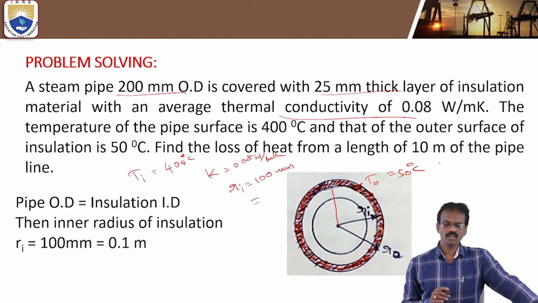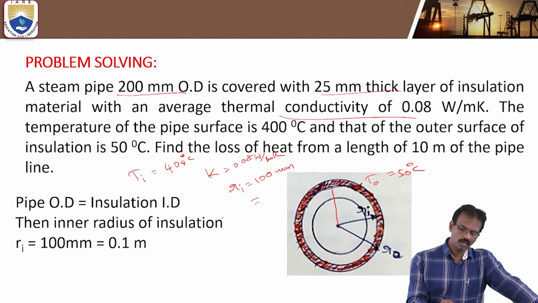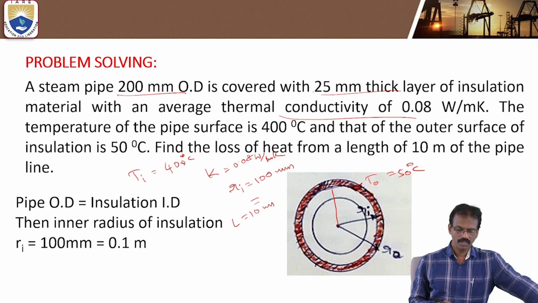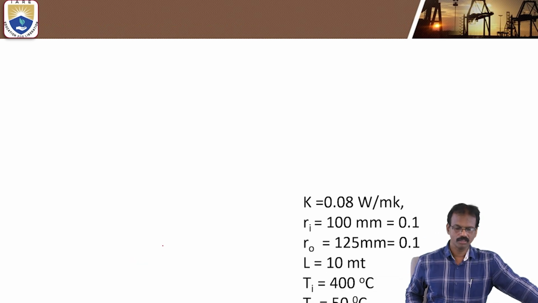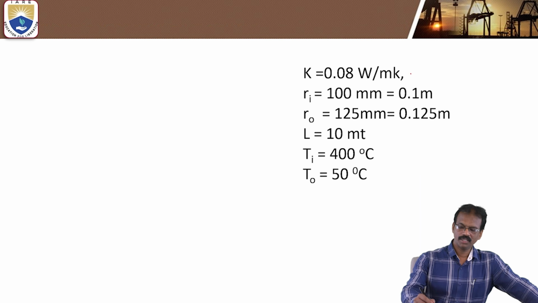Right? Find the loss of heat for a length of 10 meters. So L is also given. L is equal to 10 meters. So you have to find out the Q value. These are the given data.